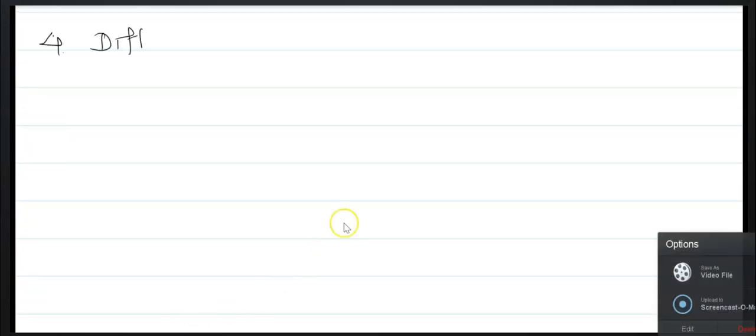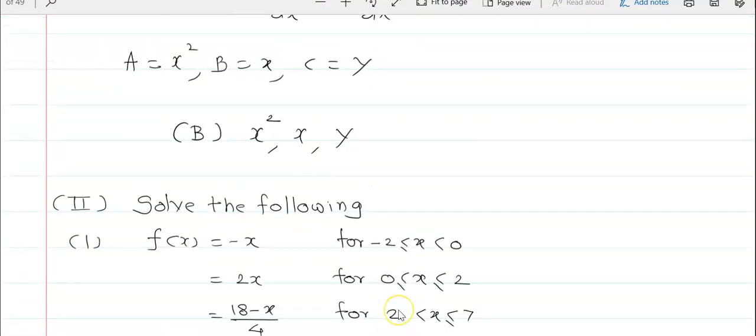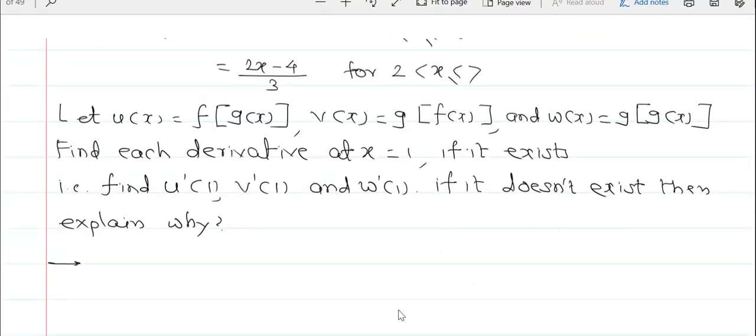This is the question. Very simple question. If you want to see the answers of all these questions, you can see this here.